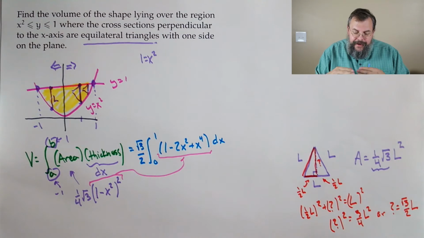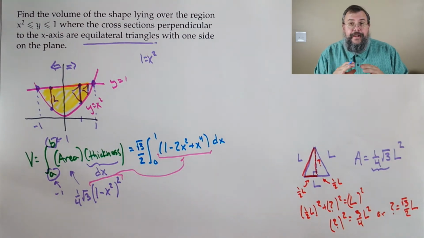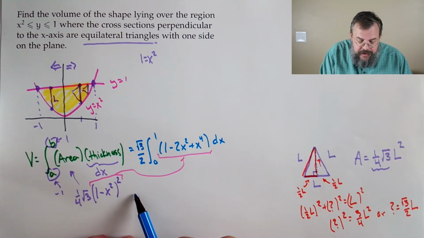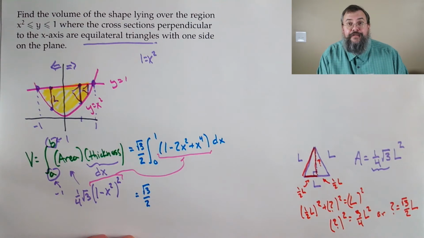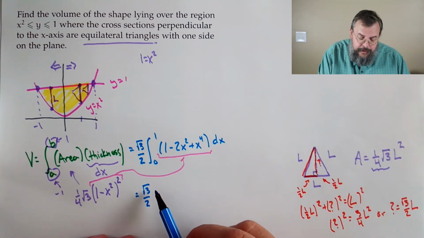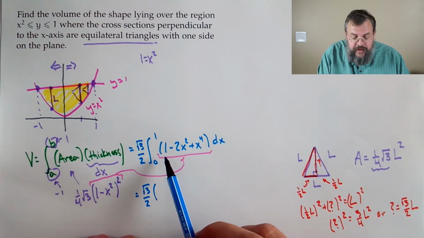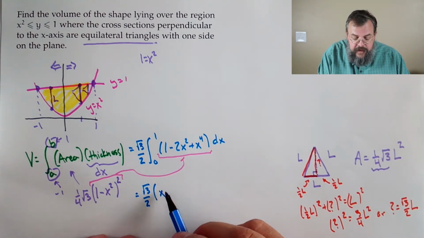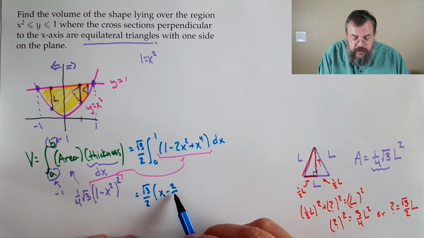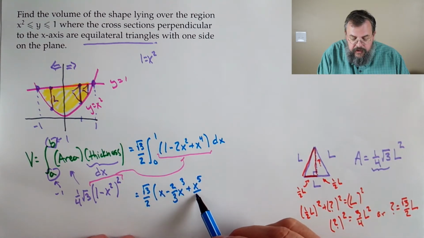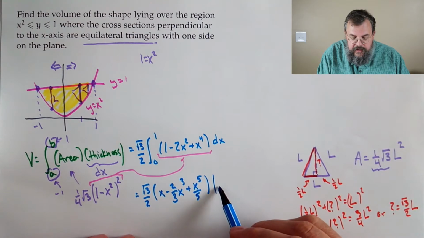All right, now we're ready to integrate. This is a beautiful thing to integrate. It makes us happy because it's a polynomial. Polynomials are our friend. We love polynomials. And we're going to talk a lot more about polynomials as we get towards the end of the class. So, integral of 1 is x, 2x squared gives 2 thirds x cubed, and then x to the fourth is x to the fifth over 5. Evaluate 0 to 1.